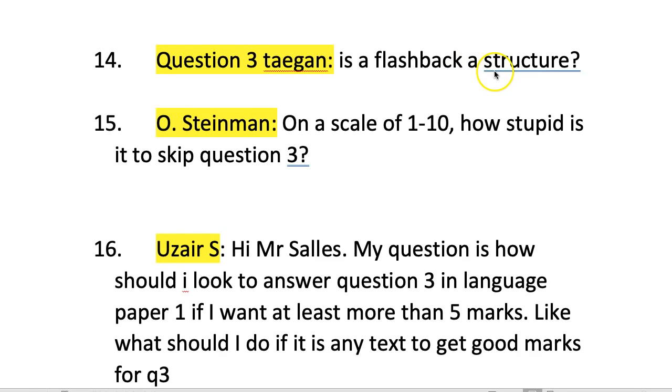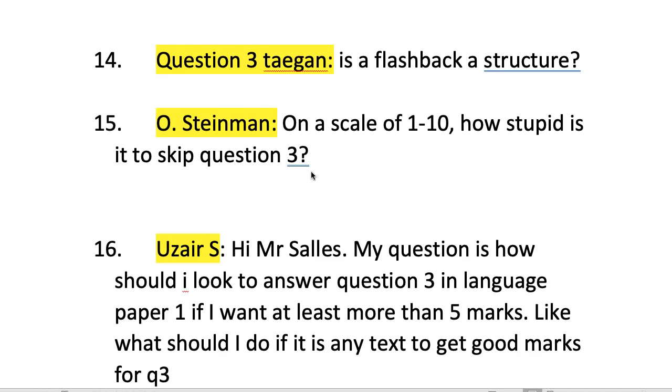O. Steinman: On a scale of 1 to 10, how stupid is it to skip question 3? So if 10 is the highest stupid score I can give it, then that's the score I'm going to give it. Remember, everyone in the country sits the same paper, so even students who can barely read are still expected to get some marks. Therefore, the first few marks on the question are just giveaways that you can just acquire as long as you can read. Therefore, even if you've got no ideas at all, you will find you'll score some marks. So never skip the question. And as you know, the marks at the end of a question are much harder to get. So spending extra time on the other questions is actually totally inefficient. Never, ever skip a question.